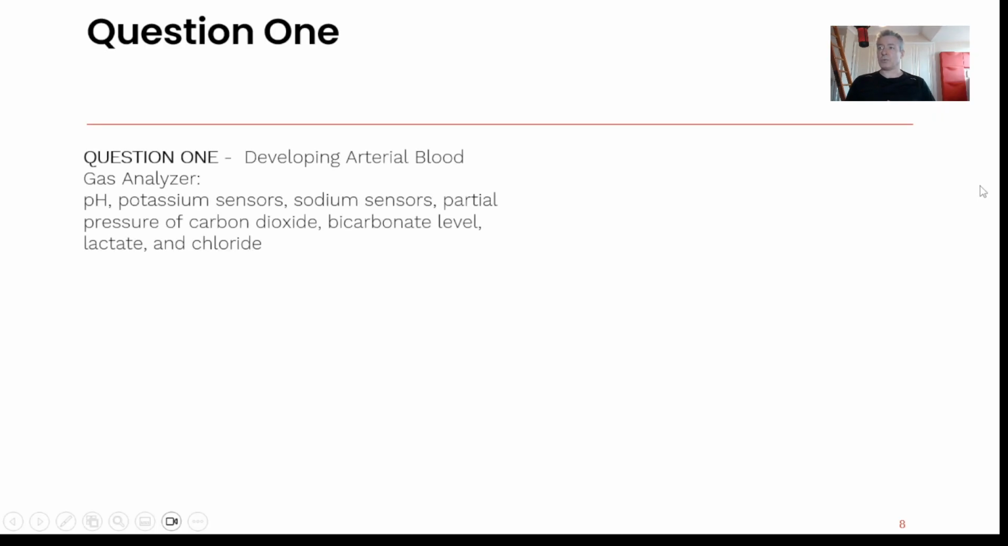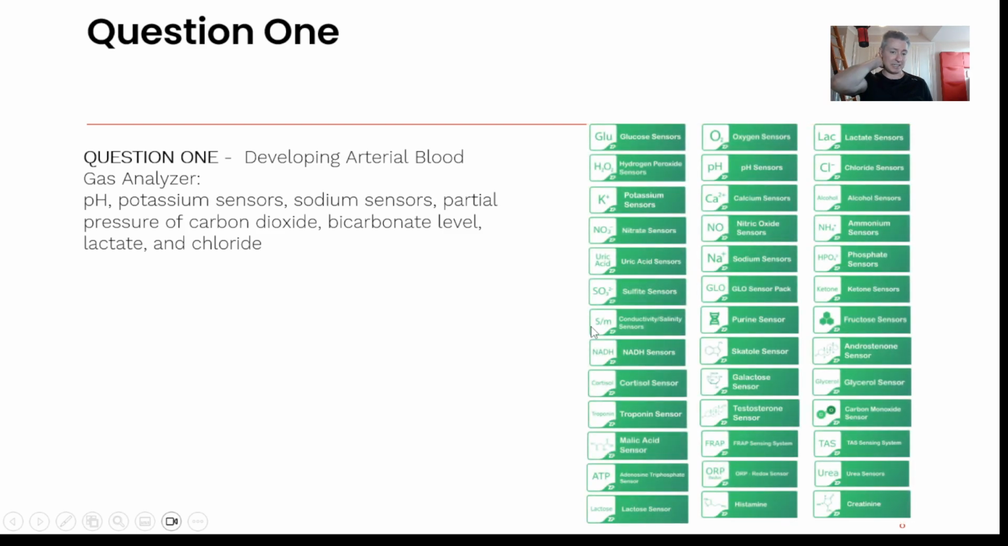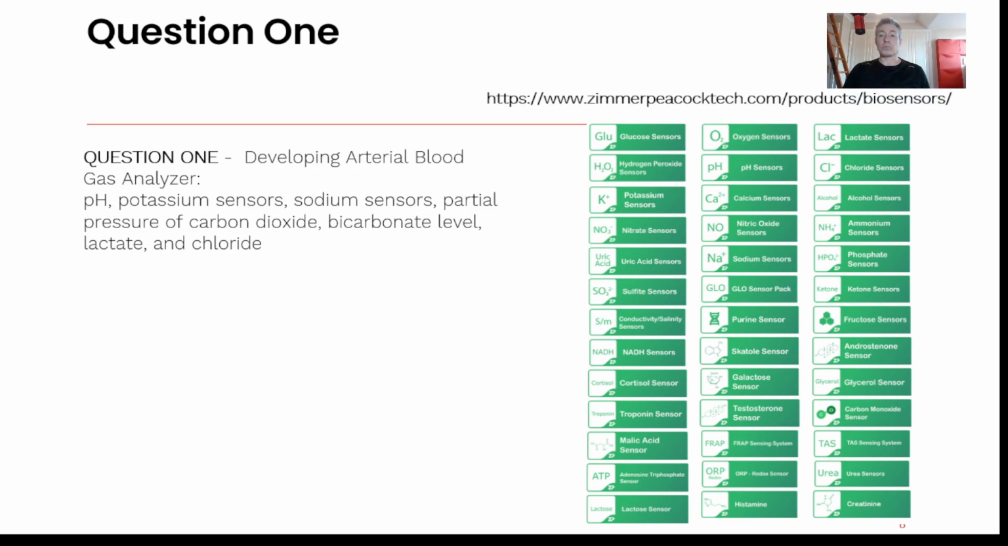So question number 1 is about developing an arterial blood gas analyzer. The person is particularly interested in pH, potassium, sodium, partial pressure carbon dioxide, bicarbonate, lactate, and chloride.